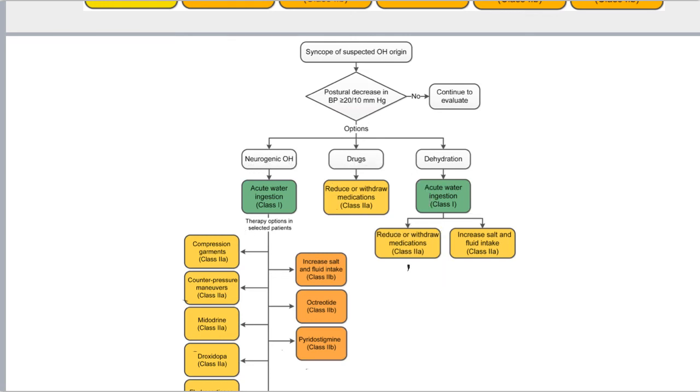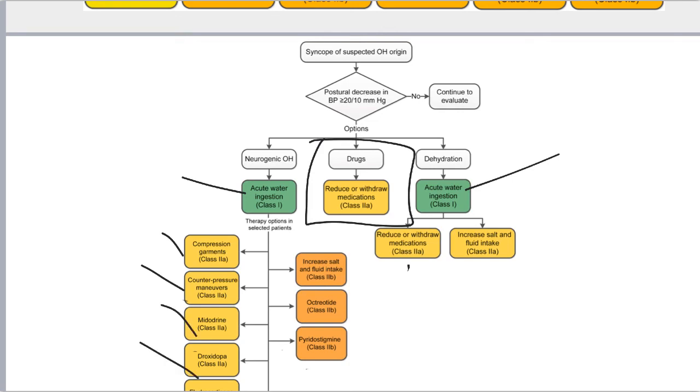So let me point this out. Unless the orthostatic hypotension is due to medication, the answer is going to be take in water. If it's neurogenic in origin, you can try compression garments. You can try counter pressure maneuvers like with reflex syncope. You can try midodrine. You can try several other pharmacologic agents, but the primary way to treat this is going to be acute water ingestion.